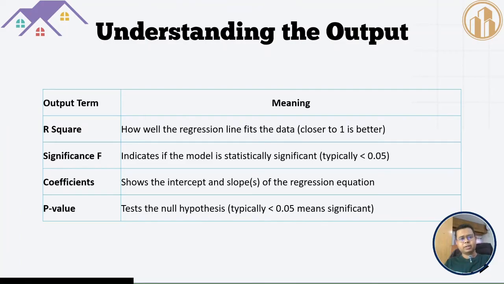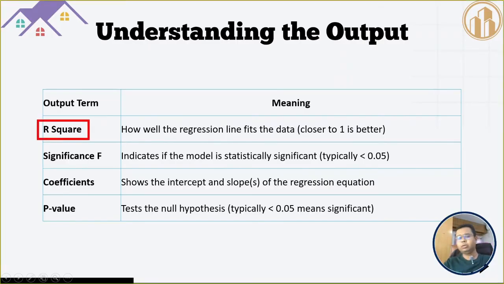Okay, by the way, before we go to the practice, we need to know what the output will be. Actually, when you run the regression analysis in SPSS or Excel, you will find lots of output. So which output is more important for your result part, or which two or three options will you emphasize, right? So number one, the R square value. How well does the regression line fit the data? So close to 1 is better, right?